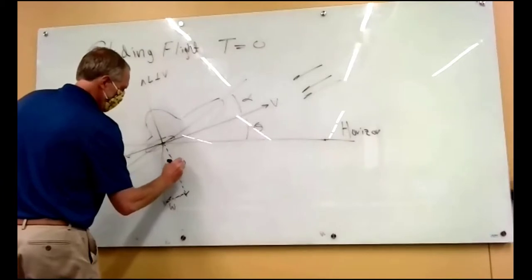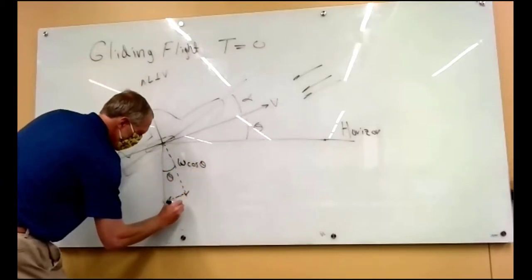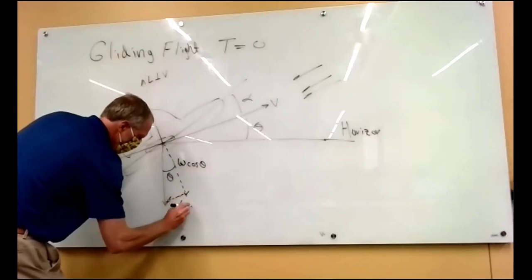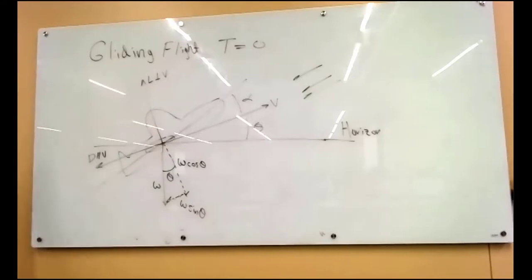And so this is W cosine theta. This is W sine theta. Let's move the W over to the big vector over here. And notice the thrust is missing because the thrust is 0.